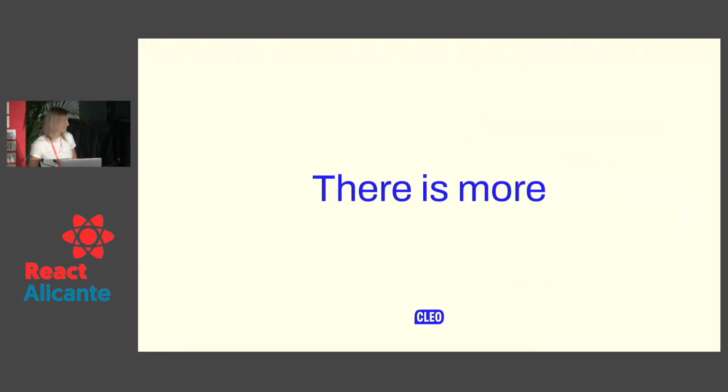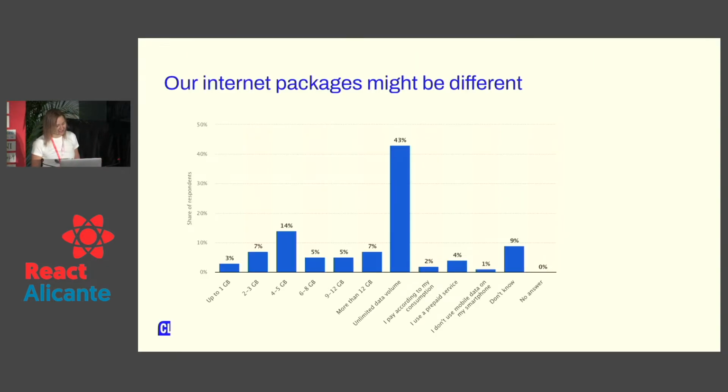But there is even more. There are lots more differences, but I wanted to mention the difference in the volume of internet our users get or buy. There is data around how big the packages of internet mobile users usually buy are. And as you can see, there's a huge number of users with unlimited data volume, 43%. That's really nice to see, such growth.